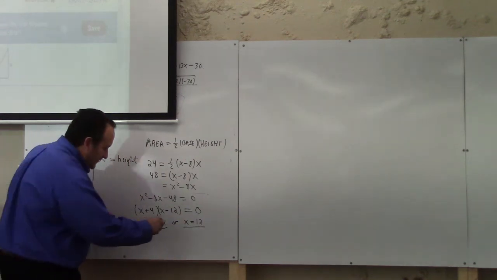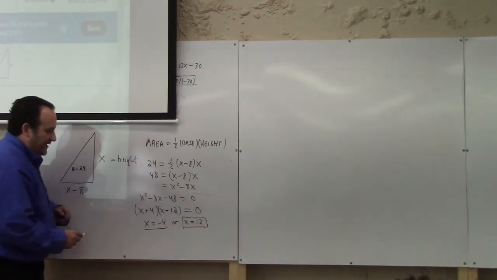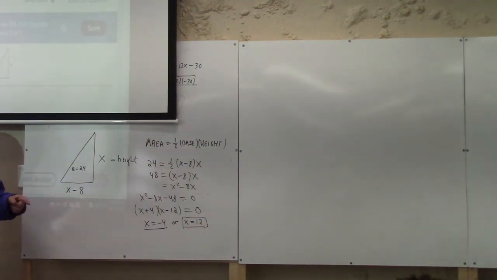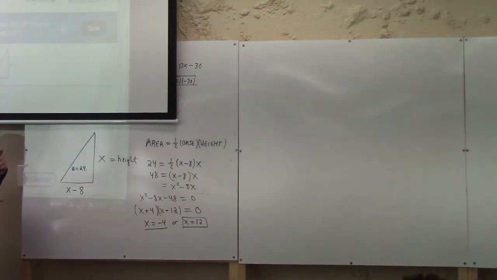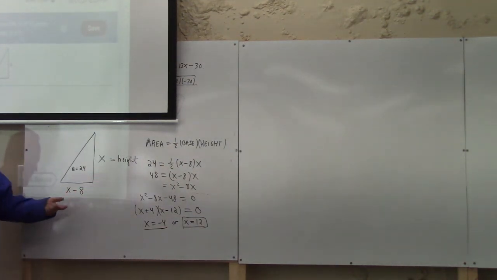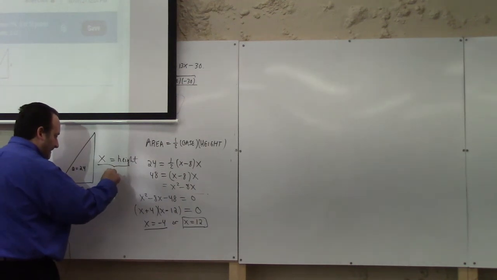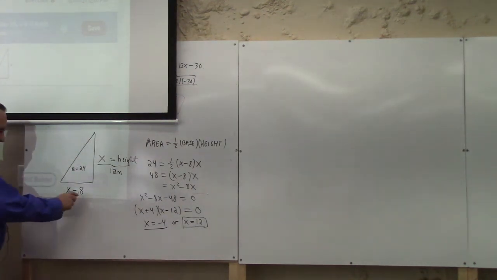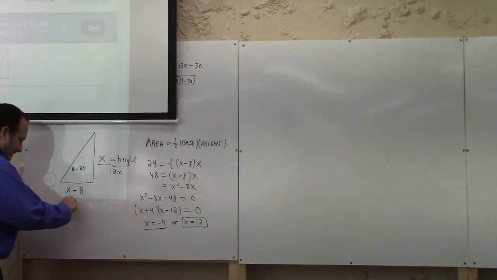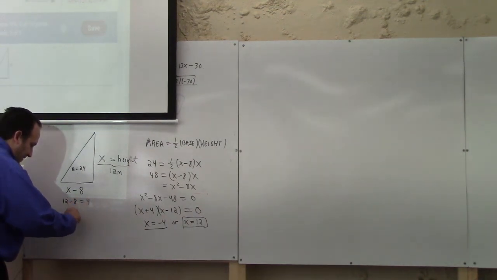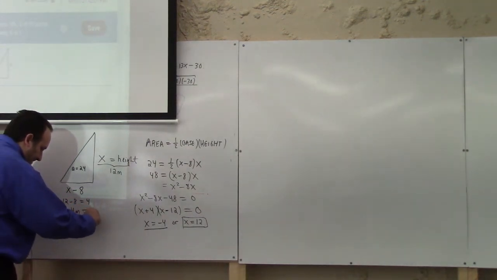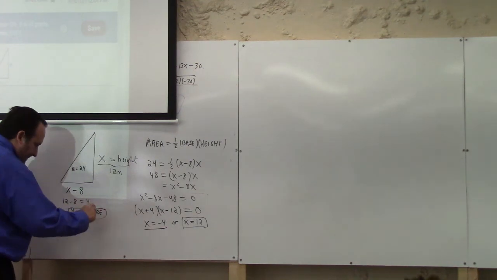Anyway, so x equal to 12 is the answer. That is part of the answer. What's the whole answer? We need to find the base and the height. So the height is 12. What's the base? 12 minus 8, right? So 4 meters is the base. Make sense?